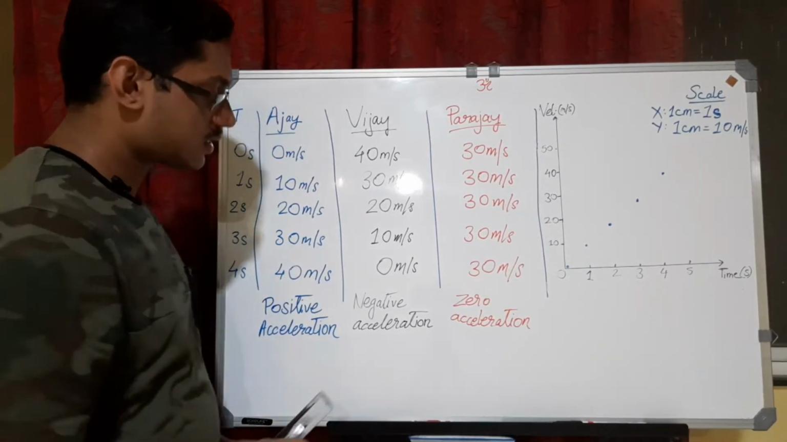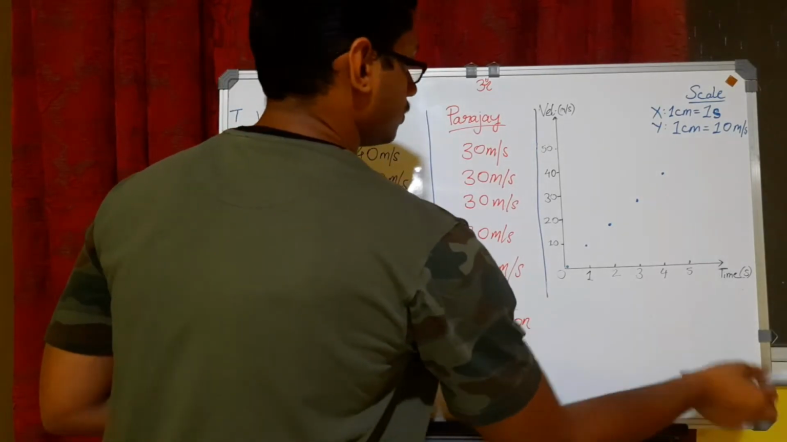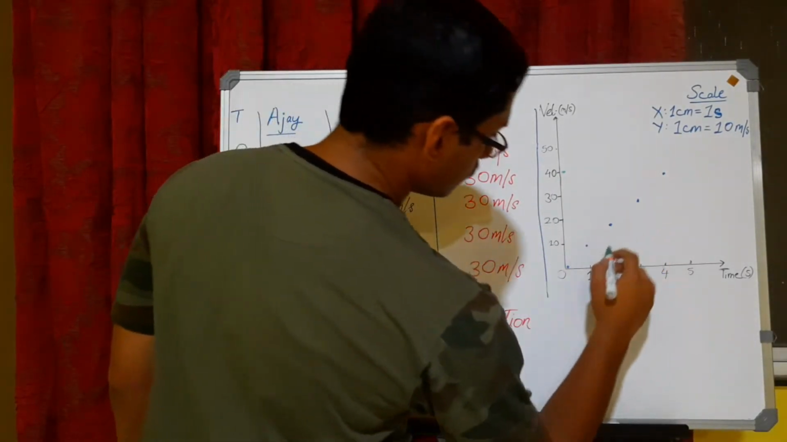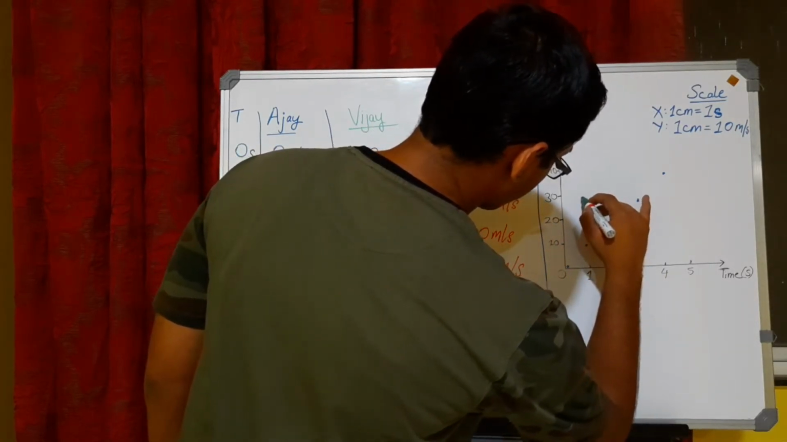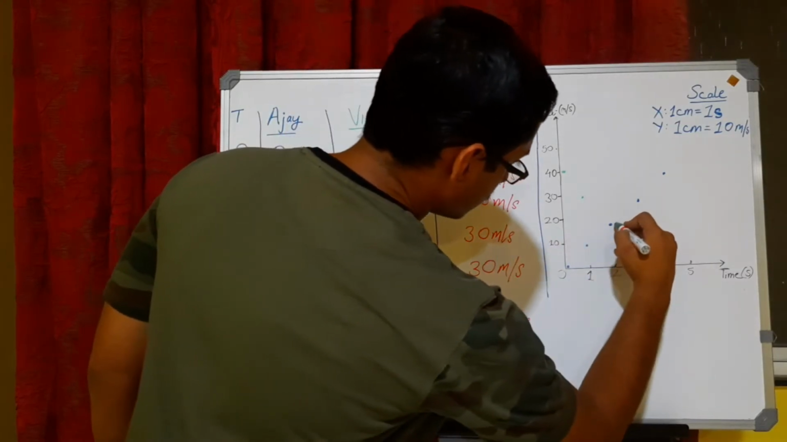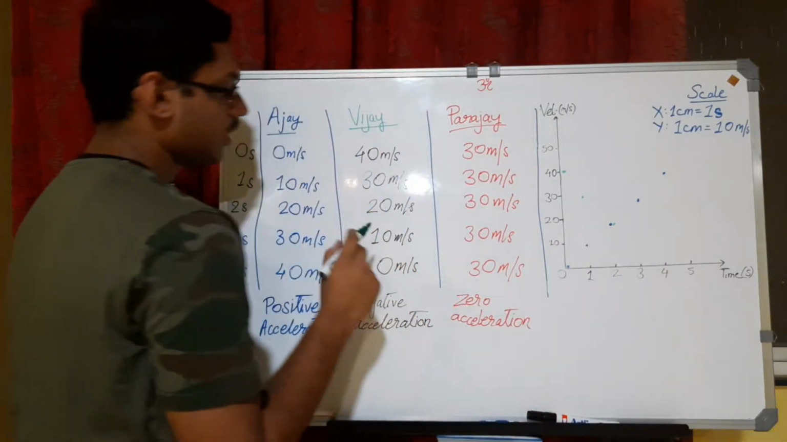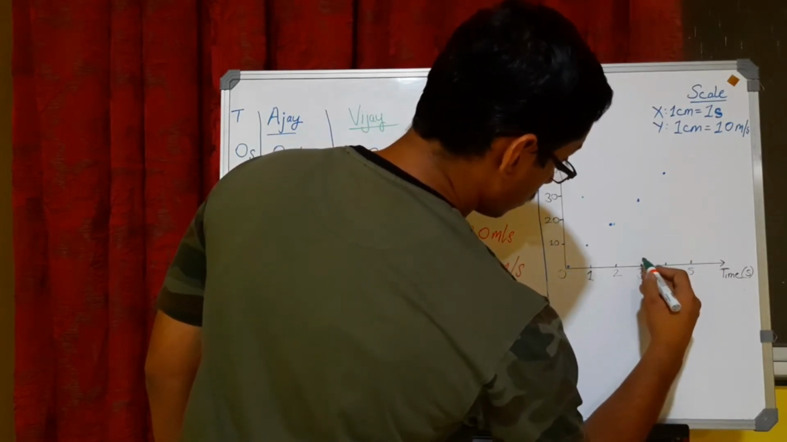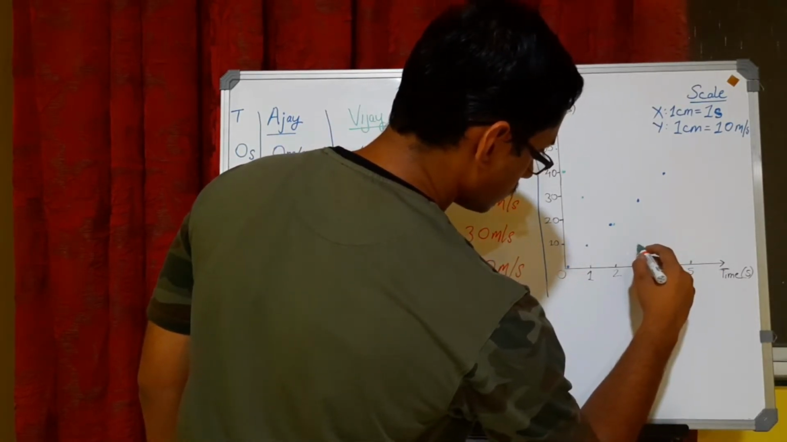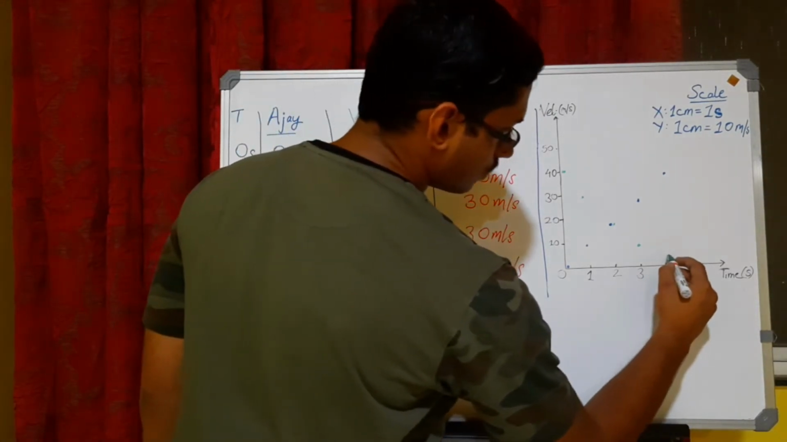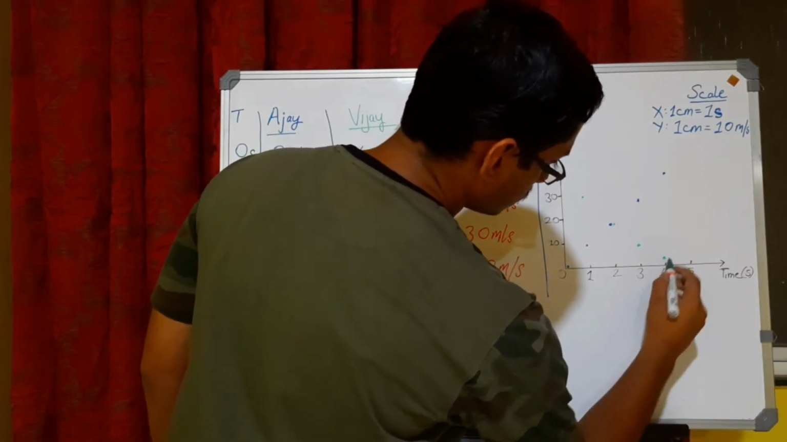Let's plot Vijay's graph. Remember, it is in green color. 30. Okay, 20, 20 is here only. 10, the third second is 10, and the fourth second is 0. All right.